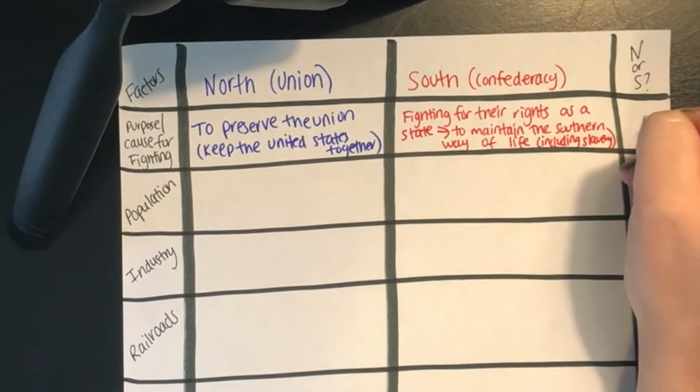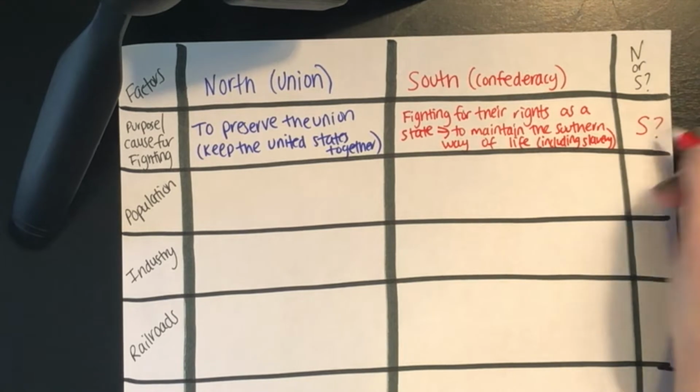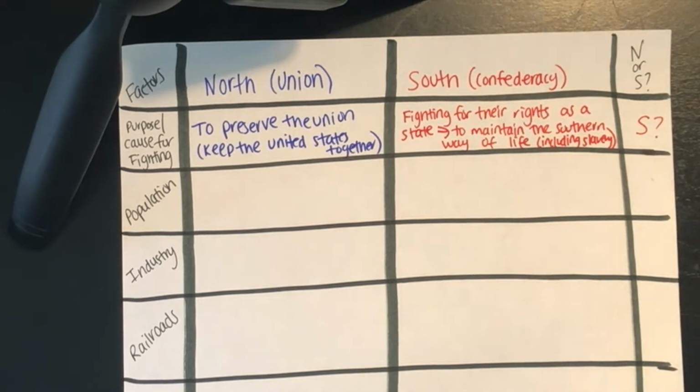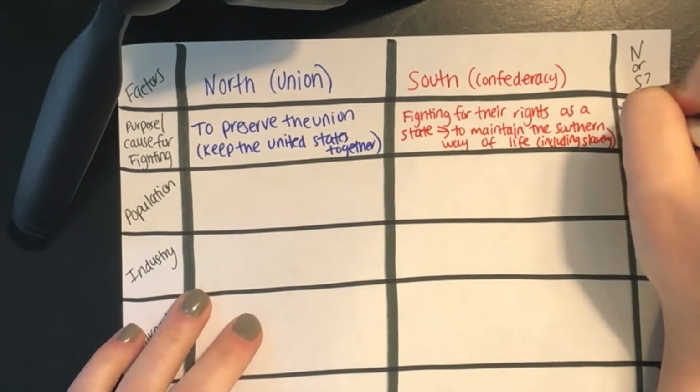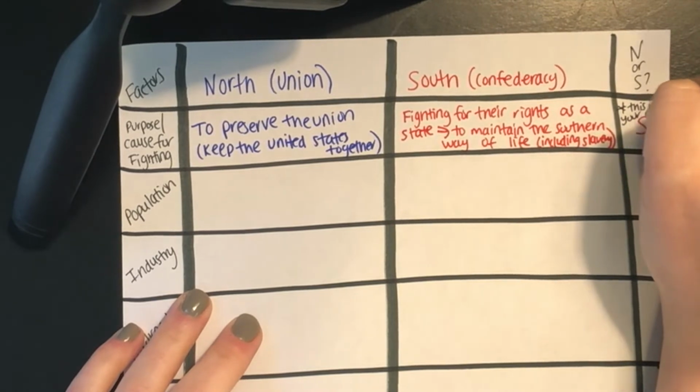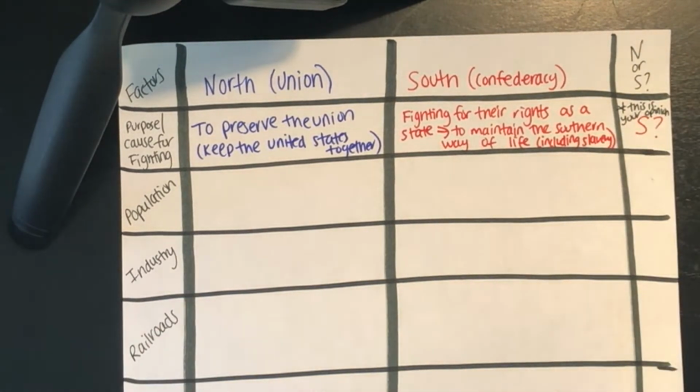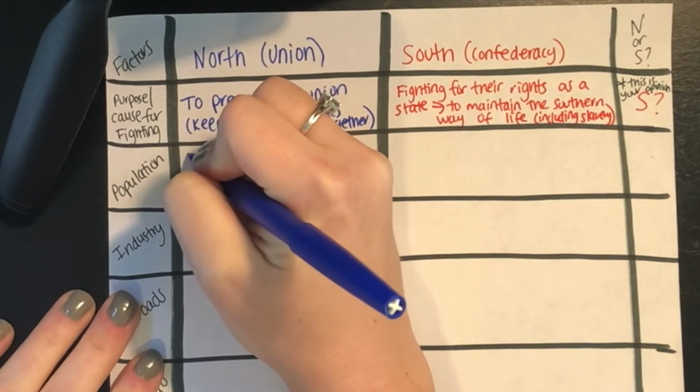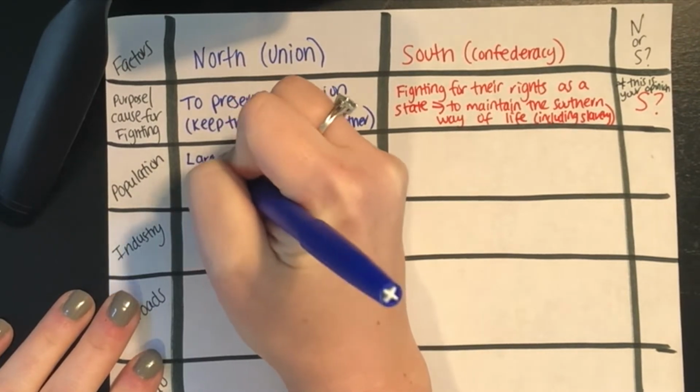Then, like we did with the Revolutionary War activity, I want you to determine who has the advantage here. Maybe it's the South. Maybe it's the North. This far column all the way to the right is just your opinion. Okay? Maybe you think that the South has a stronger cause here because they're fighting for their way of life. But that it could be the North, depending on what you think.